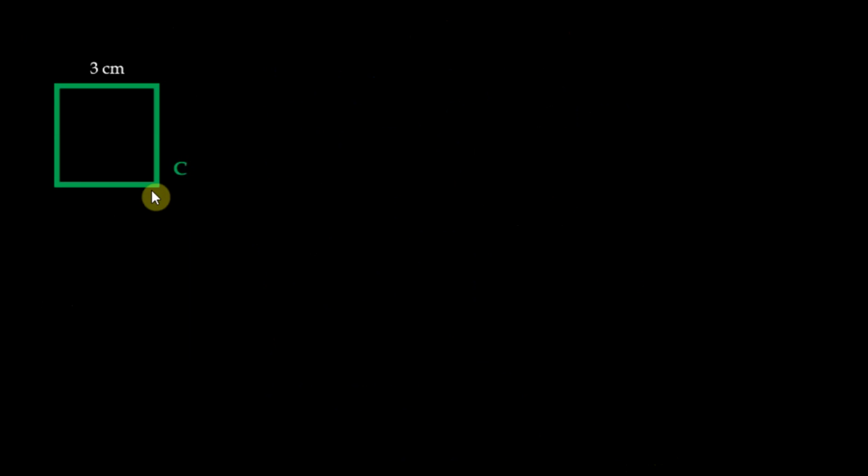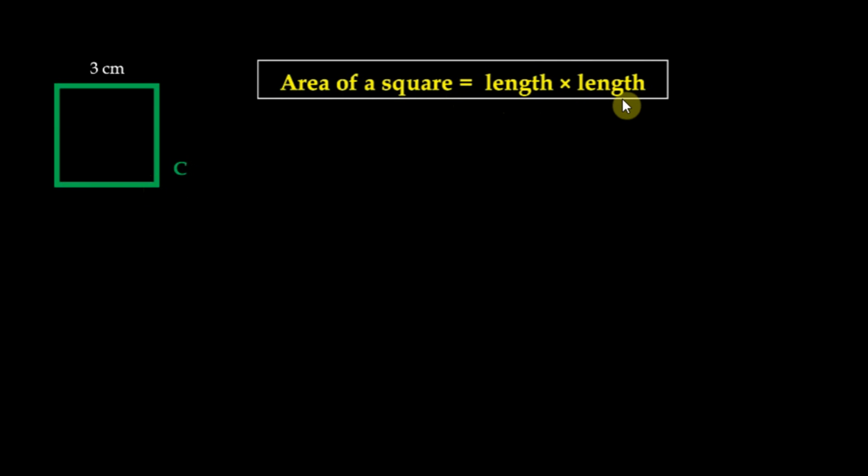Okay, now here we have square C with one side's length of 3 centimeters and we want to find its area. But what is the formula for calculating the area of a square? Now basically, squares are rectangles. Therefore, we can use the same formula to find their area. However, for a square, we can multiply one side's length by itself. Because for a square, length and width are always the same as all its sides are of same length. So the formula for finding the area of a square is length times length.